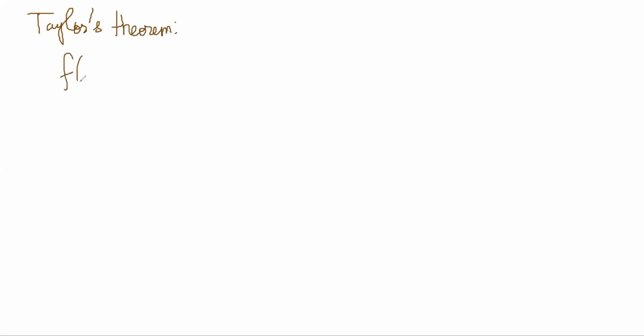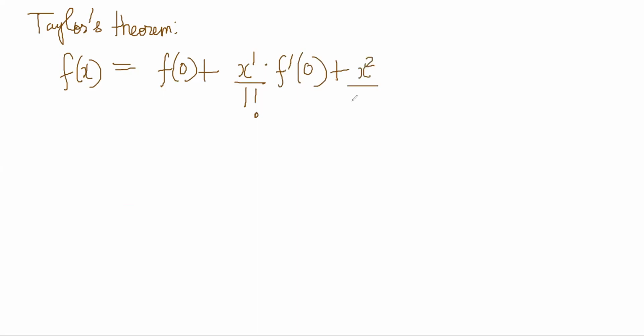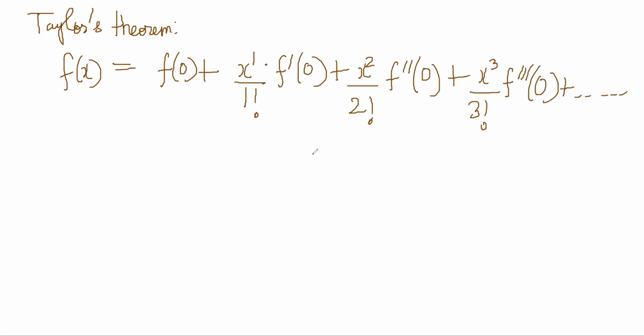if you have any function f of x, okay, any function f of x, it can be written as f of 0 plus x power 1 by 1 factorial into f dash 0 plus x square by 2 factorial into f double dash 0 plus x cube by 3 factorial into f triple dash 0, and so on.